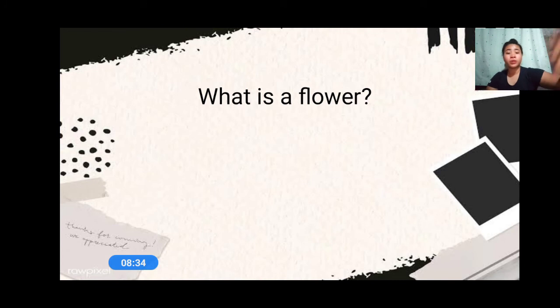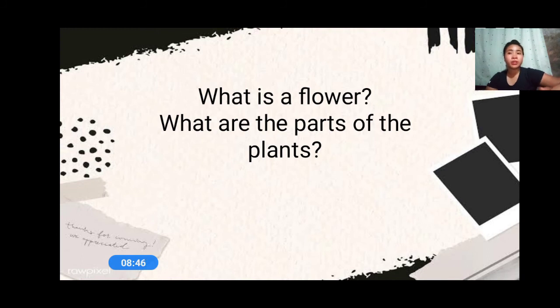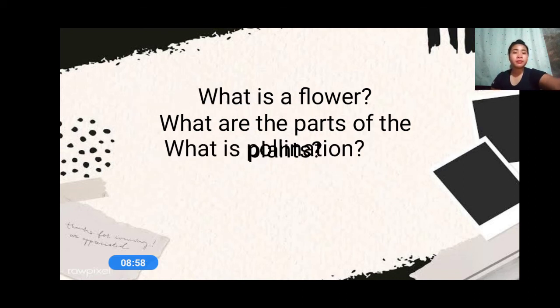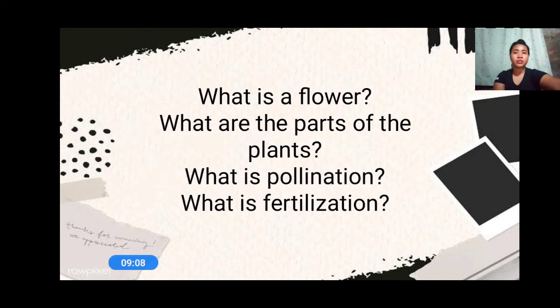What is a flower? Okay, what is a flower? A flower is the reproductive structure of a plant. So what are the parts of a flower? Corolla, calyx, stamen, pistil, receptacle, and pedicel. Okay? And then, what is pollination? Okay, very good. How about fertilization?